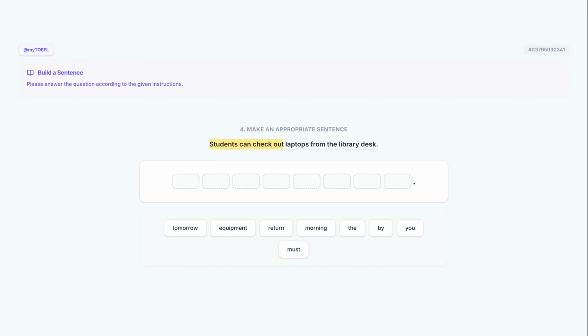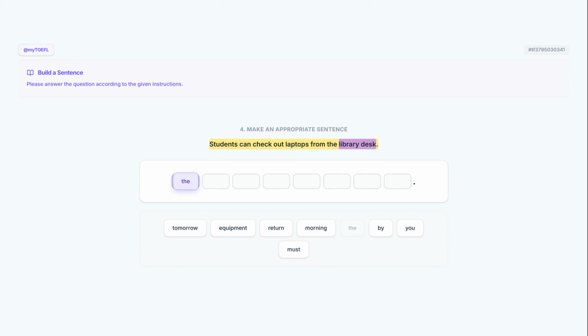Students can check out laptops from the library desk. The context sentence mentions that students can borrow items from a library desk. When discussing borrowing services, the next logical step is usually to state the requirements or deadlines for returning the items. Now, let's arrange our scrambled words to form the correct sentence.